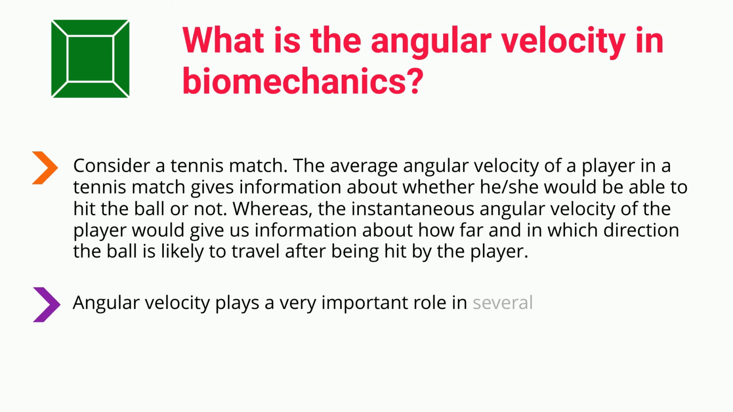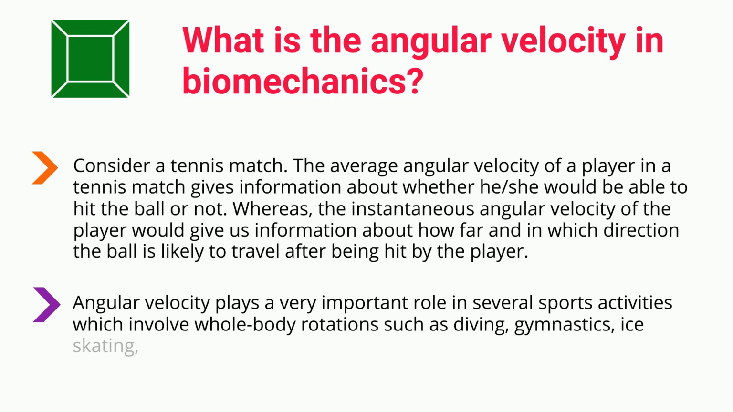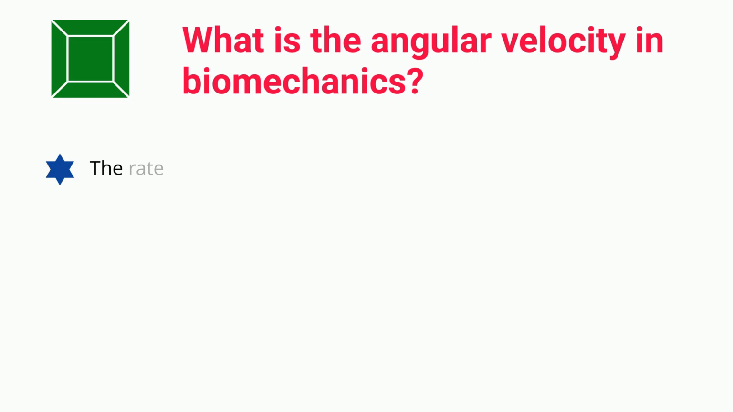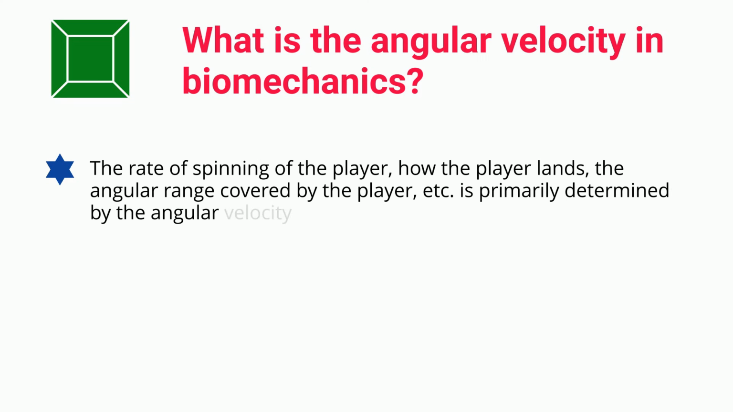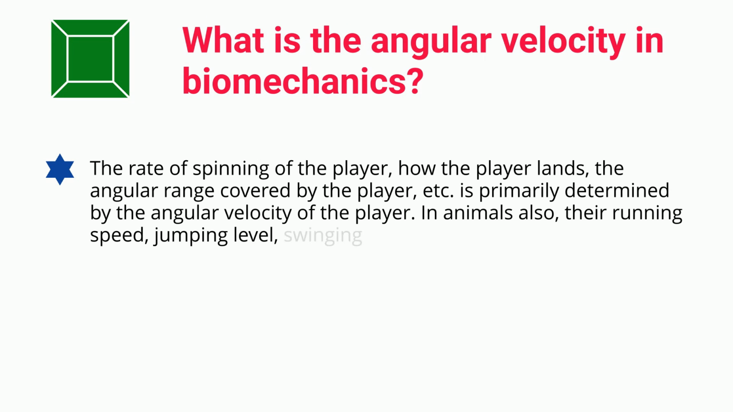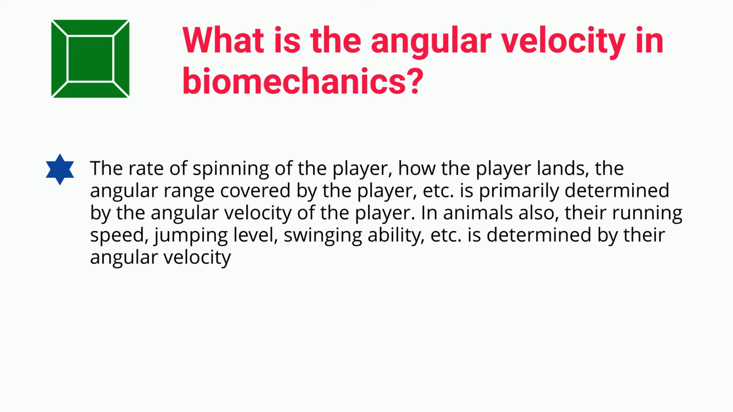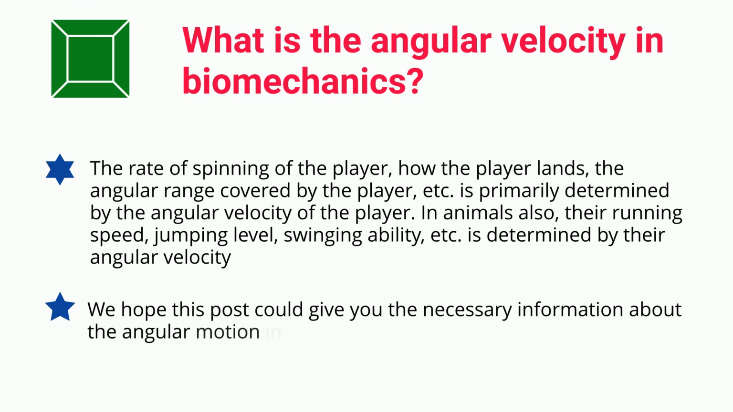Angular velocity plays a very important role in several sports activities which involve whole body rotations such as diving, gymnastics, ice skating, etc. The rate of spinning of the player, how the player lands, the angular range covered by the player, etc. is primarily determined by the angular velocity of the player. In animals also, their running speed, jumping level, swinging ability, etc. is determined by their angular velocity. We hope this post could give you the necessary information about the angular motion in biomechanics.